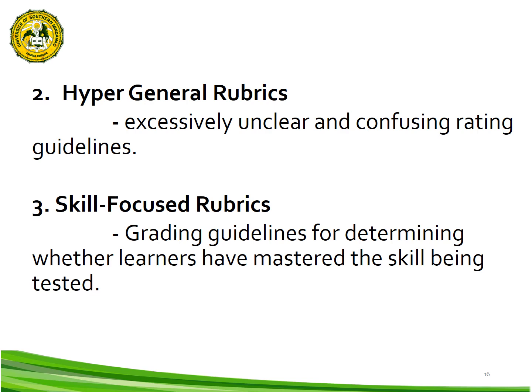So the last type of rubrics is skill focused rubrics, which are grading guidelines for determining whether learners have mastered the skill that is being tested. So it is best used to score the performance of a learner, because in this part you can identify if he or she is demonstrating the skill correctly, and the best example for this is a skill test.